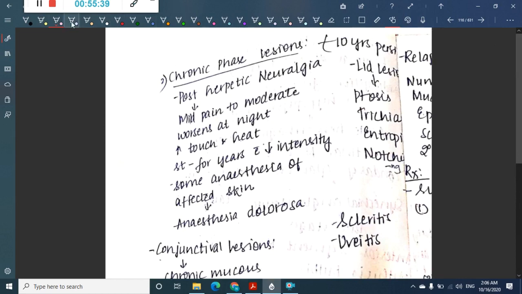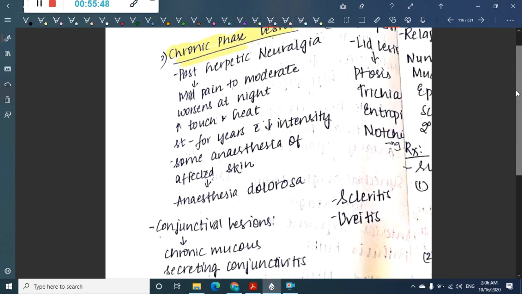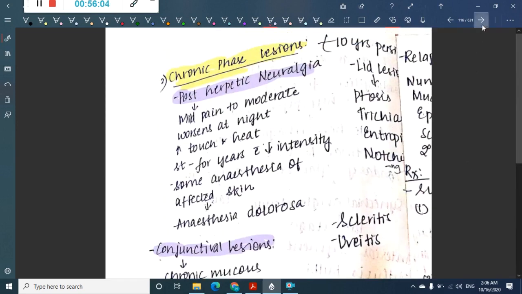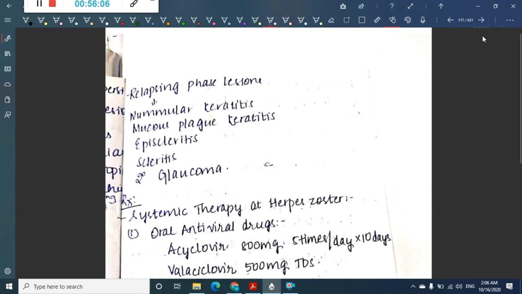Then if there are any chronic phase lesions, in the chronic phase we can see post herpetic neuralgia. It can cause post herpetic neuralgia. Then it can also cause conjunctival lesions, which include mucous conjunctivitis, or corneal lesions like exposure keratitis. Okay, all these are not much important, but yeah.